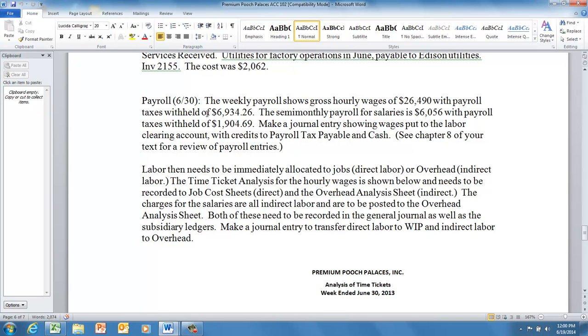Then we also have semi-monthly payroll for salaries. Salaries are usually paid to management type people, but we're still talking about the factory here, so we're not talking about any kind of office related management or workers. We're talking about factory management and factory workers. The factory management is paid twice a month as opposed to every week, and their gross wages are $6,056 and payroll taxes withheld of $1,904.69.